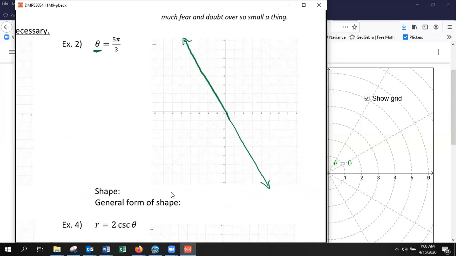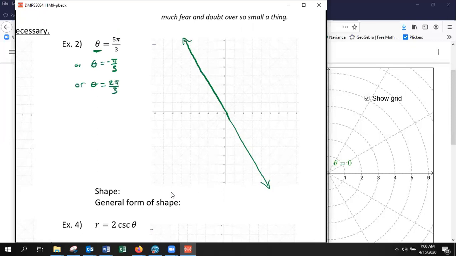And like what we did in 9.1, this does not have to be written just as theta equals 5 pi over 3. This is also the graph of theta equals negative pi over 3, if we go backwards along our quadrants. Or we could also say theta is 2 pi over 3.